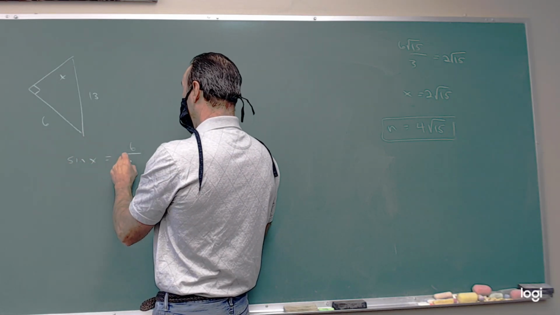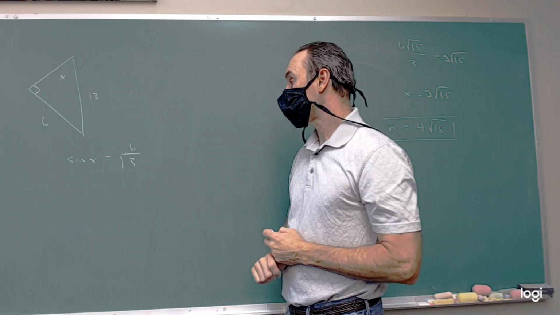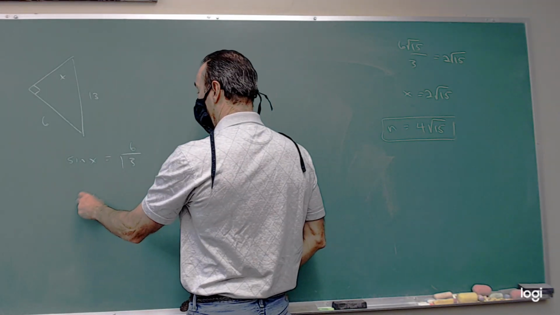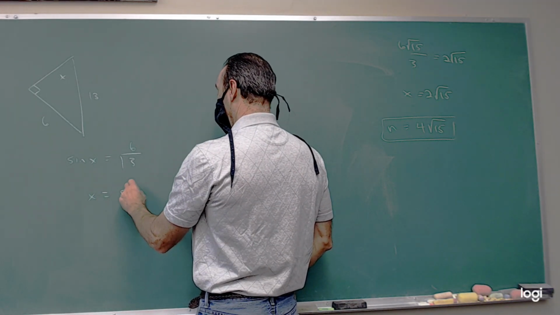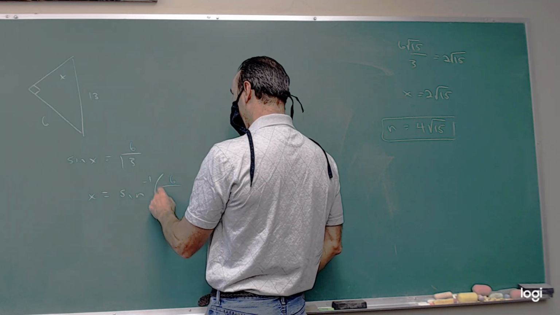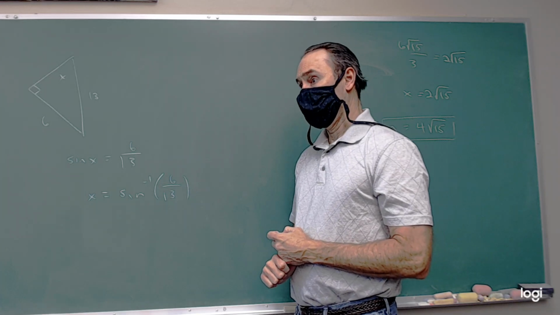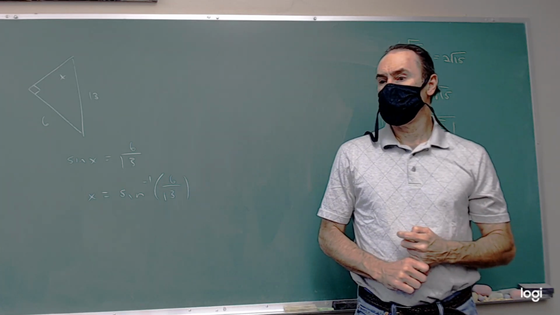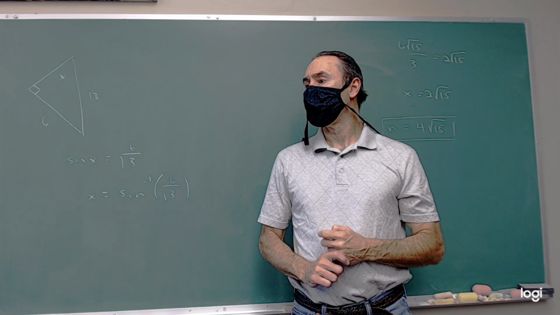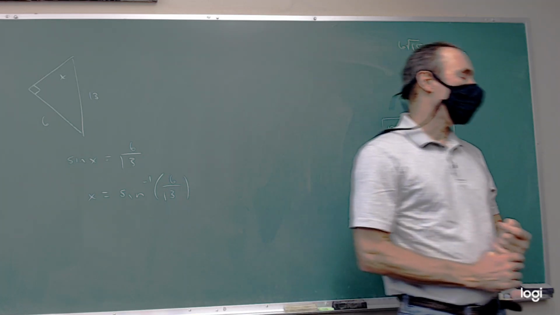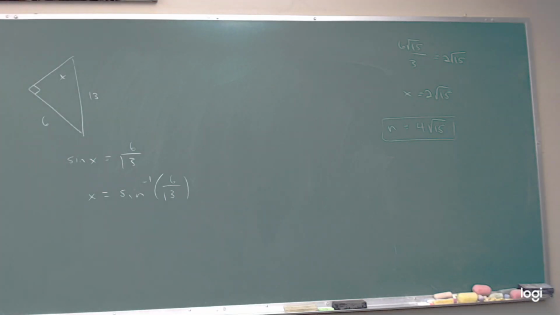And that's going to be 6/13. So to solve for x, we're going to do what we call the inverse sine of 6/13. Okay, and this didn't work for you? No, I just wasn't sure because we hadn't really gone over inverse sine. Yeah. Okay. Well, let's just do it real quick.